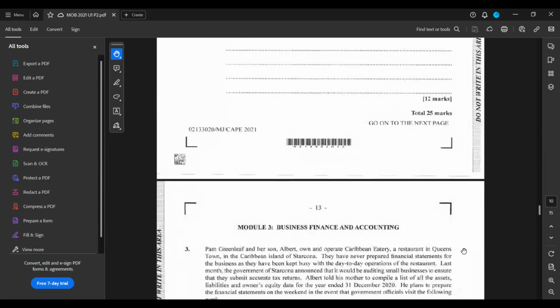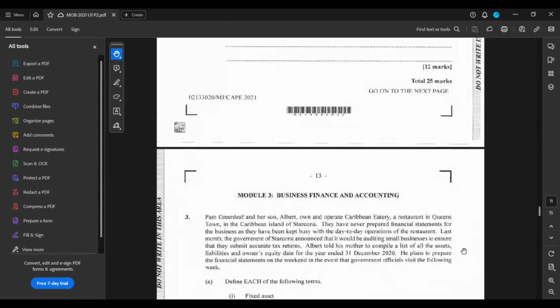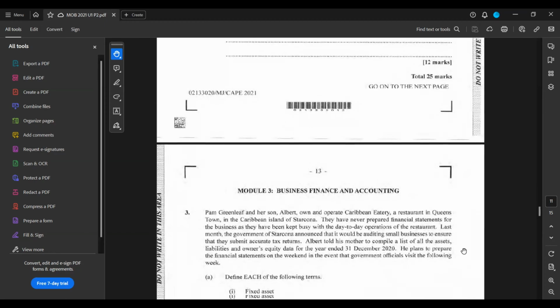Module 3, Business Finance and Accounting. This is the case scenario, guys, but we'll not be reading it now. Let's go straight to the question. Define each of the following terms.